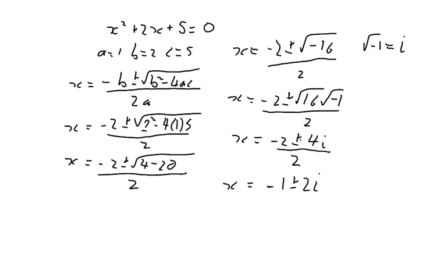So our solution is x equals negative 1 plus or minus 2i. Because it's very important to remember the square root of negative 1 equals i. So we're dealing with imaginary numbers here. So we can have real and imaginary situations. So i squared is equal to negative 1. And that will bring us on to looking at imaginary numbers in the next few videos.